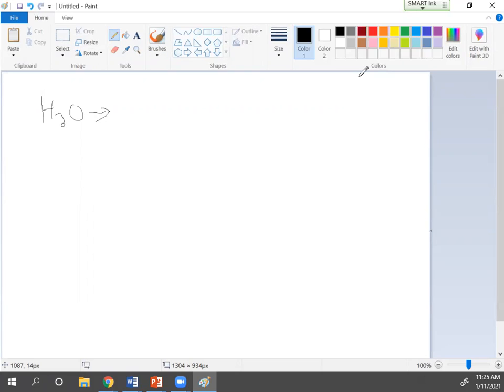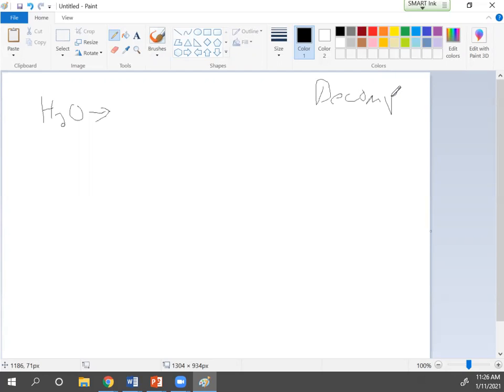Why? There's only one reactant, isn't there? So this is a decomposition reaction. I'm just going to write decomp. That's fine. This is because there's only one reactant. Now, how is this going to break down? How would you expect H2O to break down?